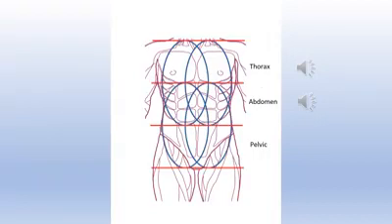Also, you see the four ellipses naturally divide the body into three sections. The top section is the thorax, the second section is the abdomen, the third section is the pelvic. This meshes well with the anatomy.